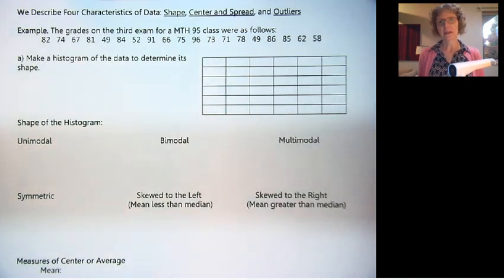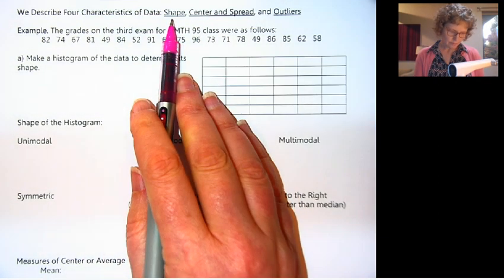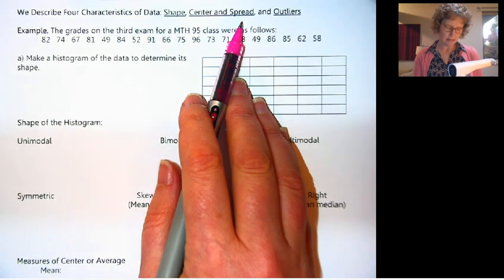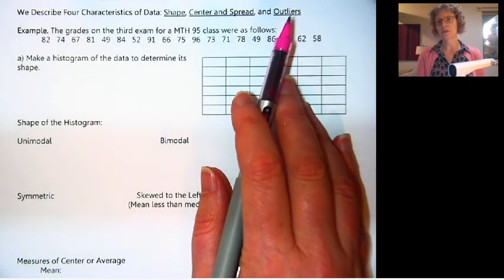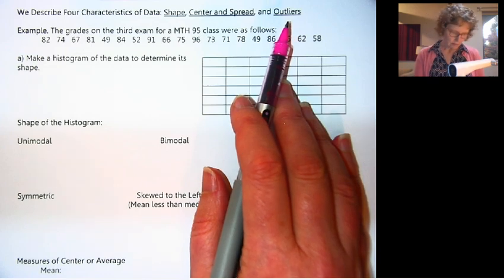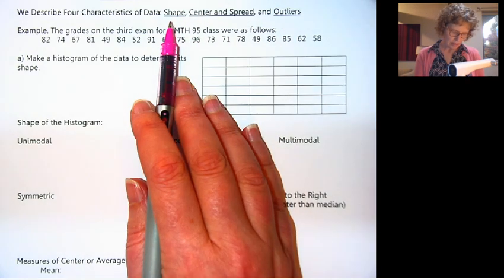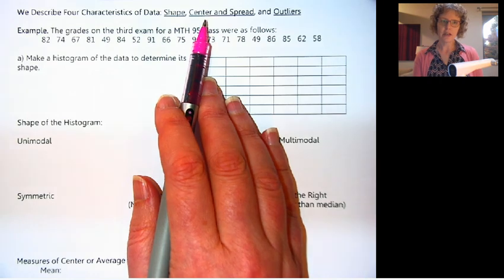There are 4 things we want to describe about a data set. We want to describe the shape, the center and spread, and these two go together, and any outliers or unusual features. Okay, so first we'll look at shape and then center in this video.